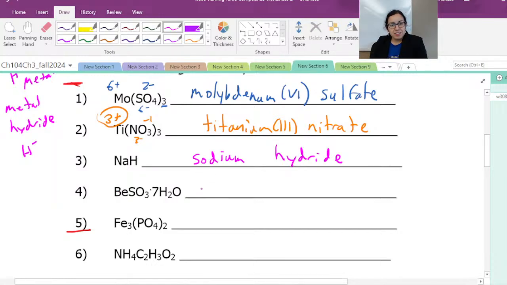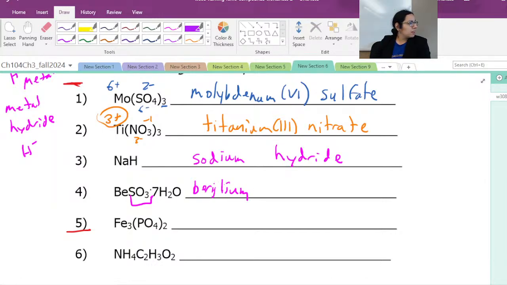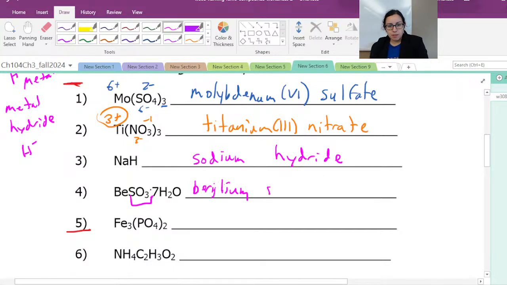So Be is going to be beryllium. Beryllium, sulfur, oxide. Oh, but remember, you got to find your polyatomic. And I probably misspelled beryllium. So that's going to be a sulfite, if I'm not mistaken. Beryllium sulfite.